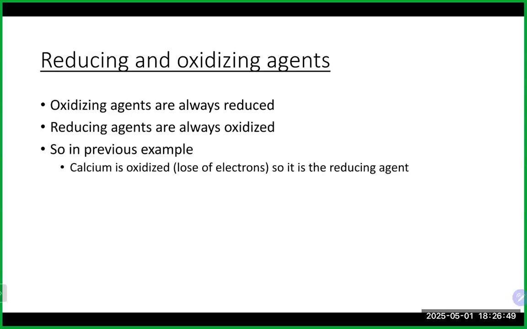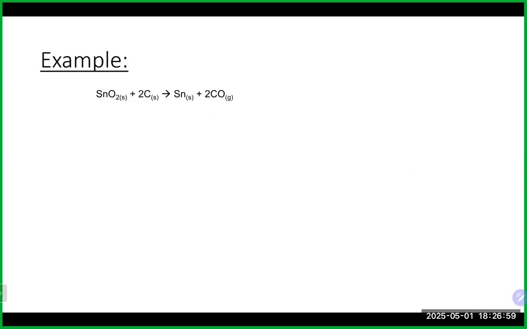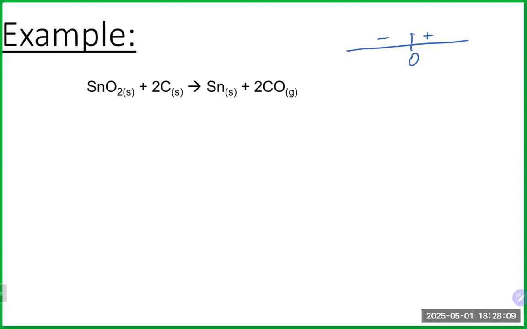All right, so as I mentioned before, oxidizing agents always get reduced. Reducing agents are always the things that get oxidized. So if we look at this here, why don't you take a moment and decide what is the oxidizing agent, what is the reducing agent? All right, so let's take a look.